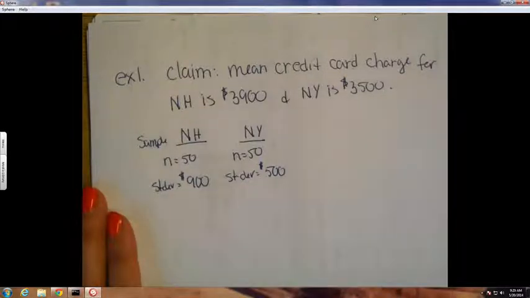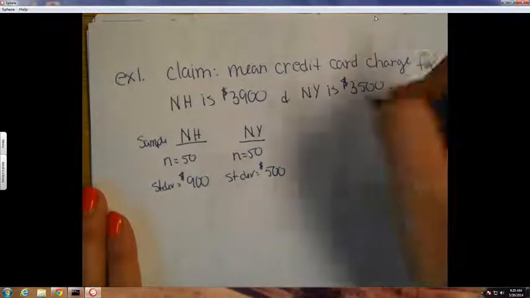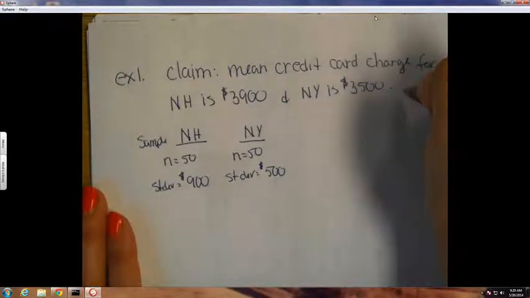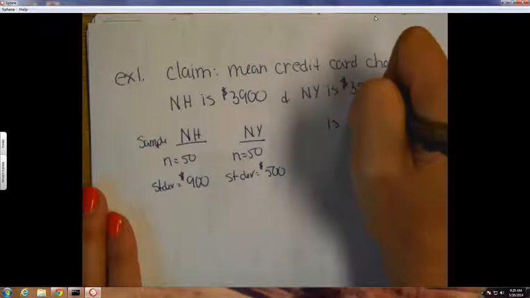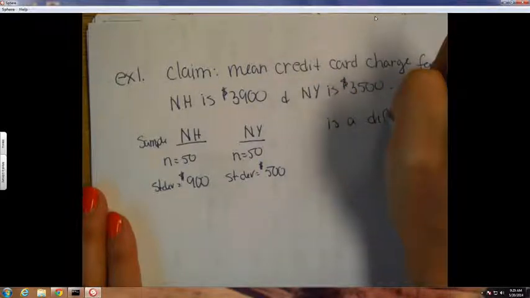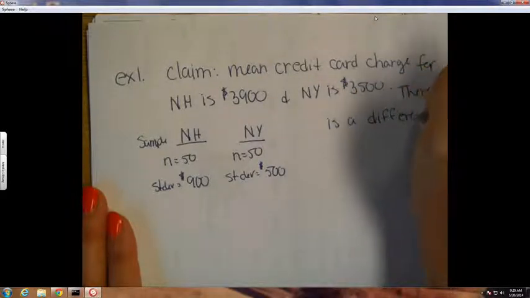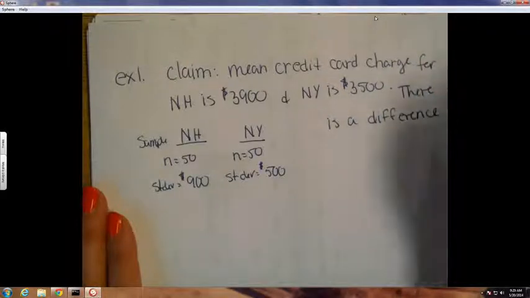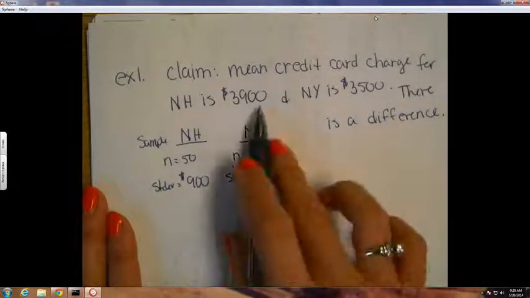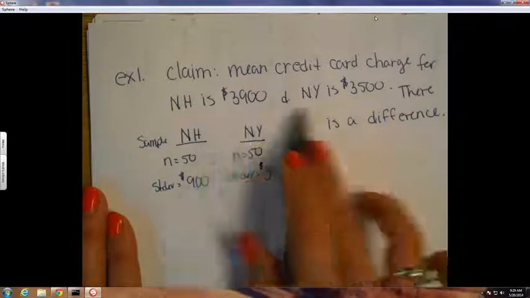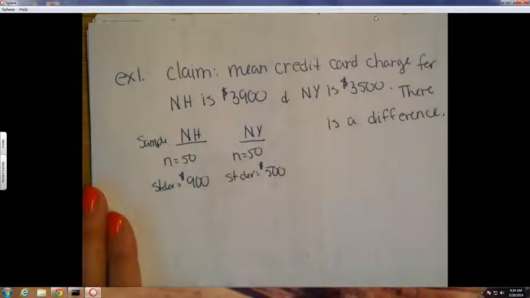So that really wasn't the claim. Okay, so their claim is that there is a difference. And obviously I can see there's a $400 difference here. And so what was the mean here?